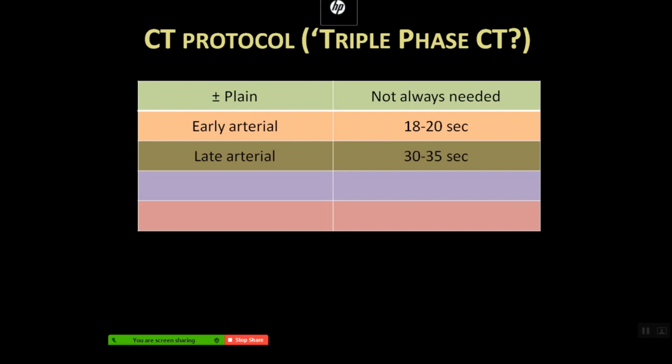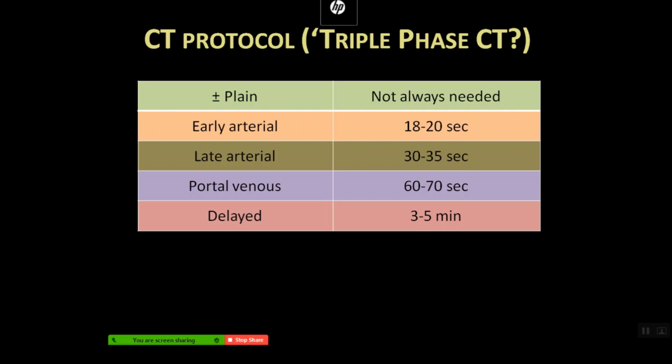The late arterial phase is what we call the portal phase in India. In literature, this is the late arterial phase at 30 to 35 seconds. The portal venous phase is one phase, so there's no separate portal phase and venous phase. It's one phase at 60 to 70 seconds, and the delayed phase is at 3 to 5 minutes. This is for CT.